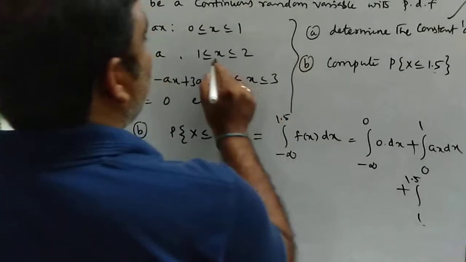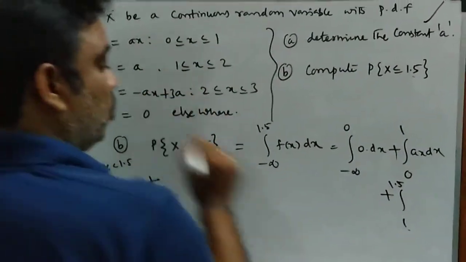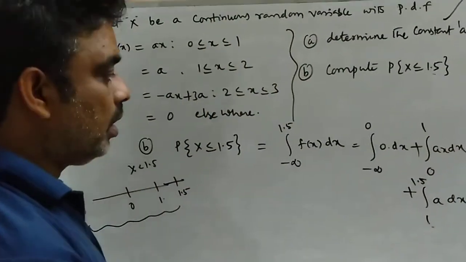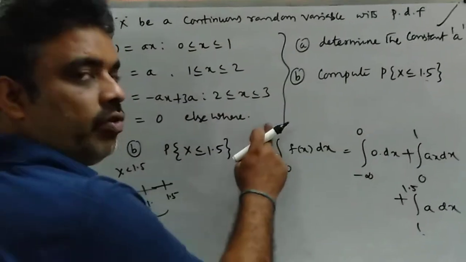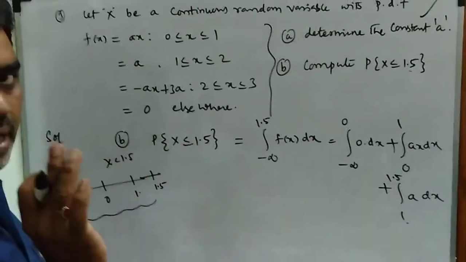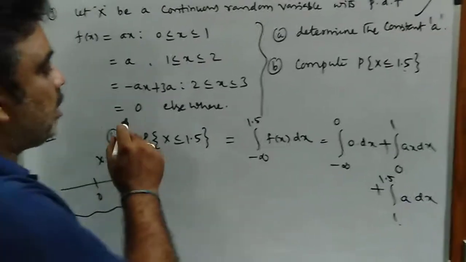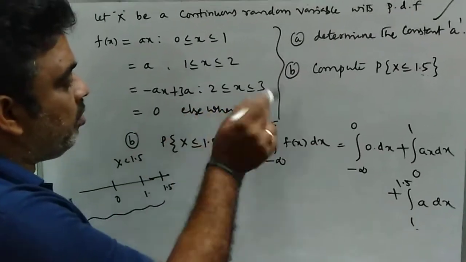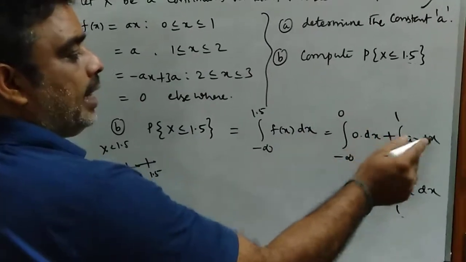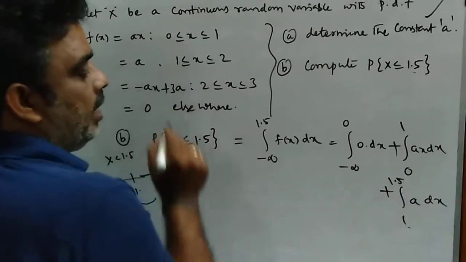This comes under the limit 1 to 2. 1 to 1.5 will come under the interval 1 to 2. So 1 to 1.5 is a dx. Clear, all of you? Minus infinity to 1.5, the function is not the same throughout the interval. So the function is defined in different intervals, with different functions. Minus infinity to 0 and 3 to infinity is 0. So minus infinity to 0 is 0, 0 to 1 is ax, 1 to 1.5 is a dx.